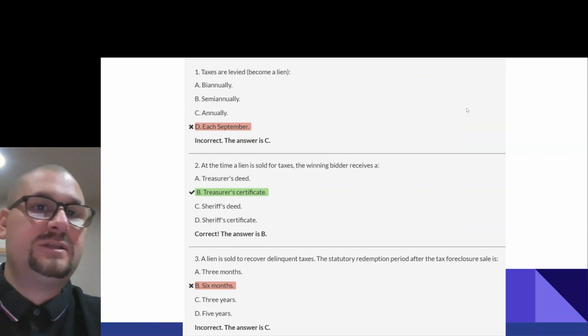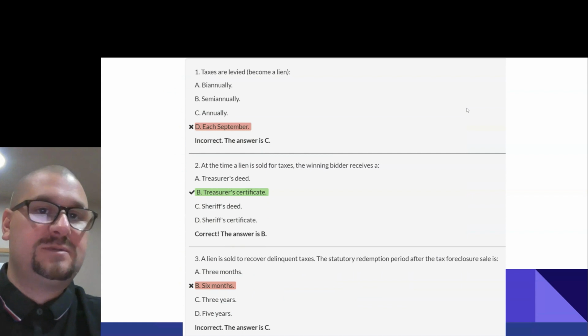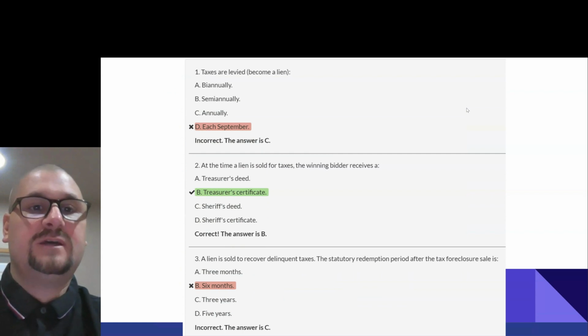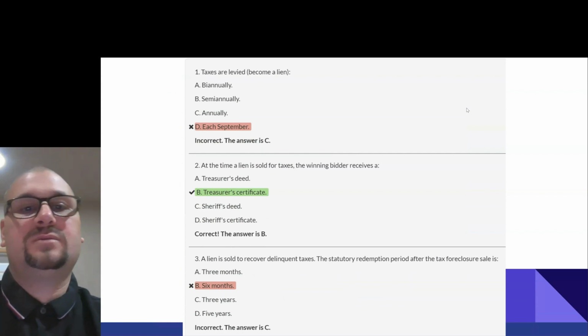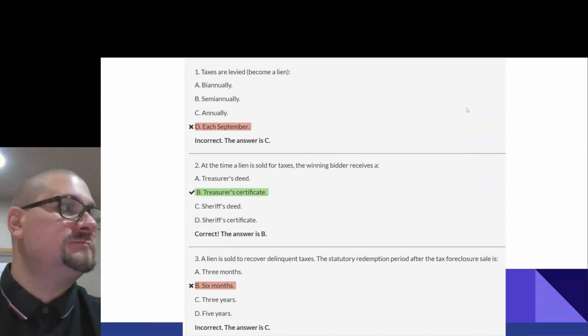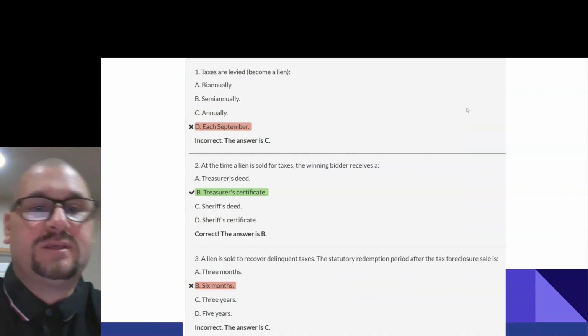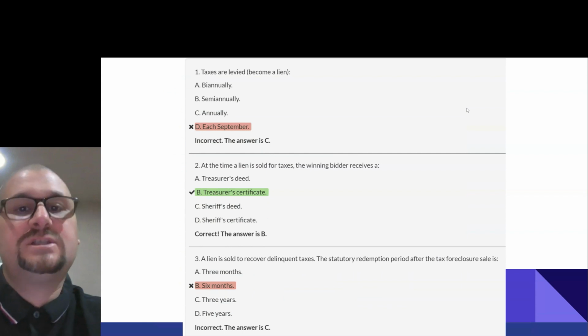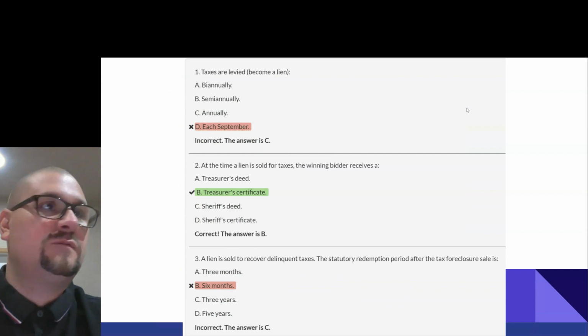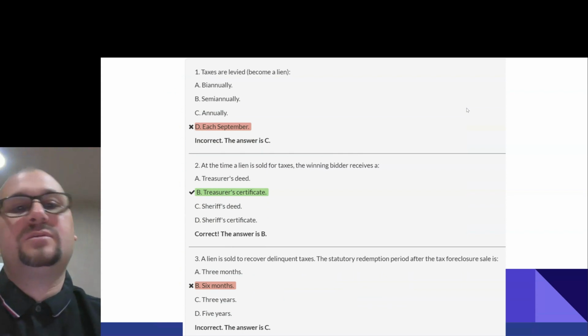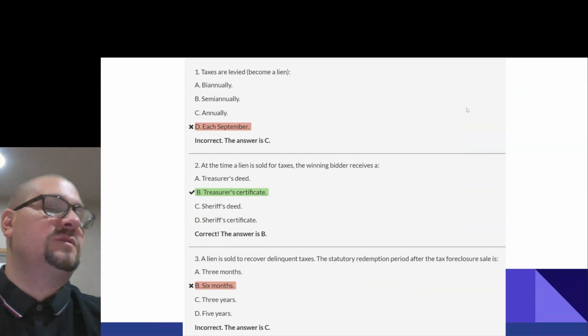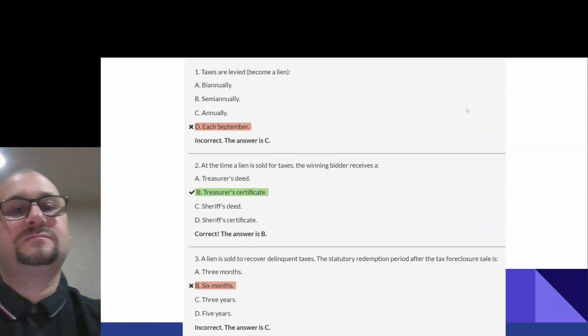So taxes are levied biannually, no. Semi-annually, no. Annually, yes. Each September, no. At the time a lien is sold for taxes, the winning bidder receives a treasurer certificate. So if you don't pay your property taxes, that winner will get a treasurer certificate.